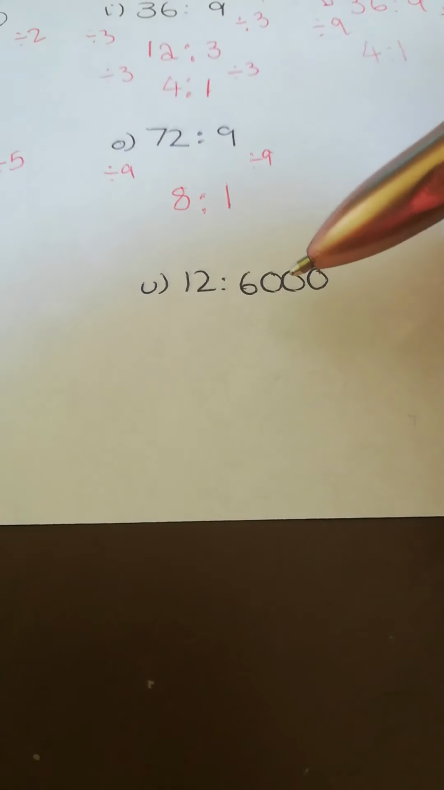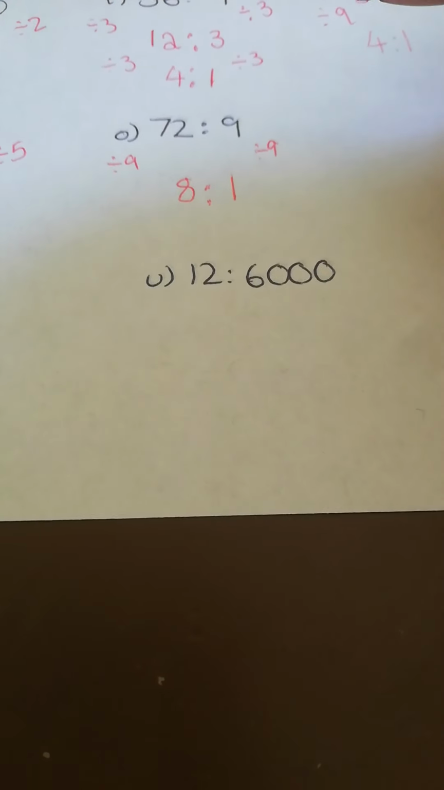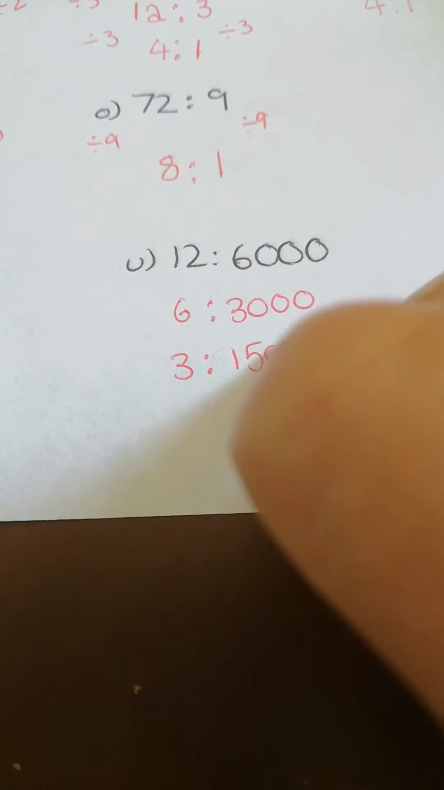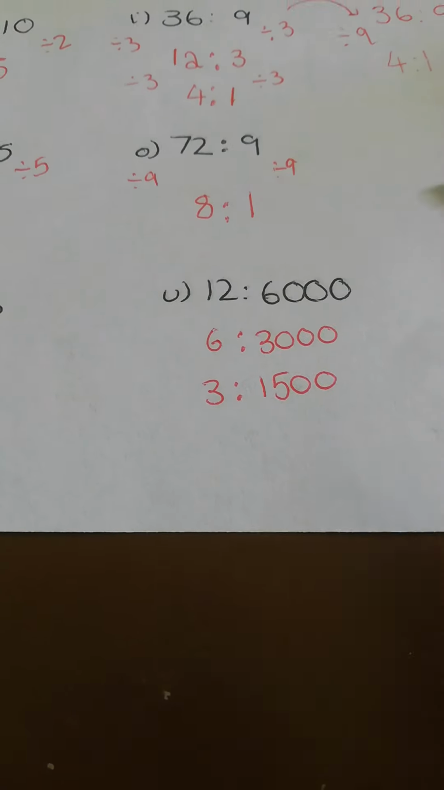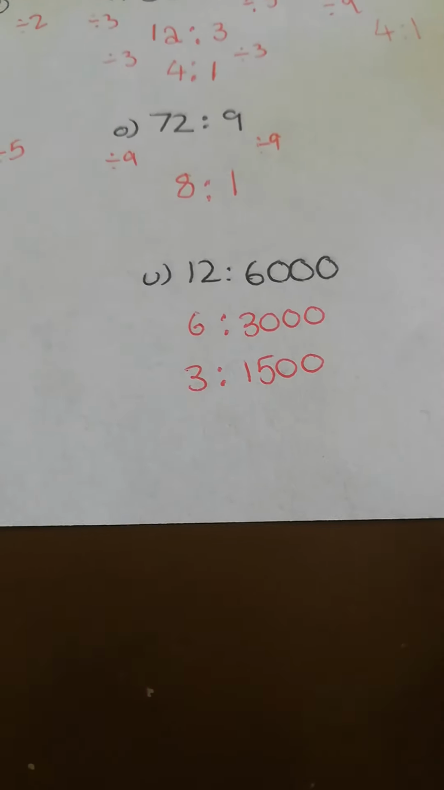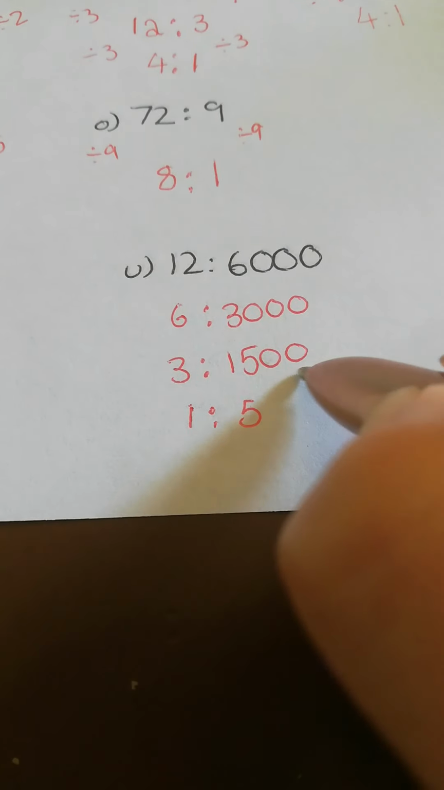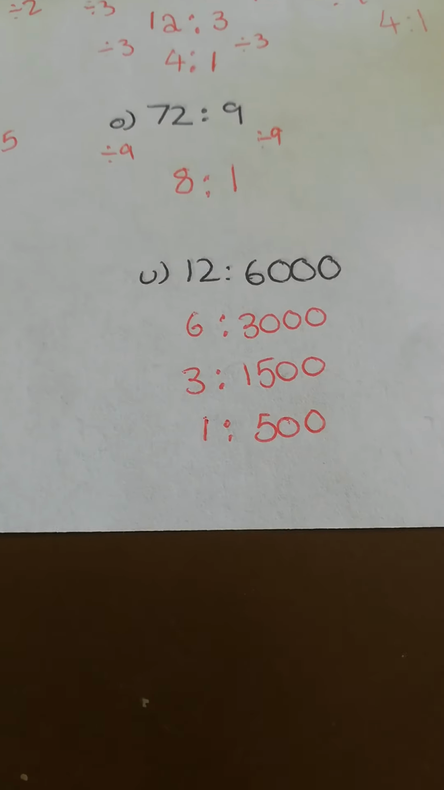And then here, 12 and 6,000. Let's divide by 2. We get 6 and 3,000. Let's divide by 2 again. We get 3, half of 3,000, 1,500. Now, 3 and 15 both divide by 3, so that would give me 1 and 5, but it was 1,500, so 1 to 500.